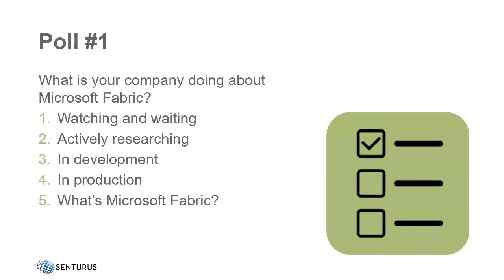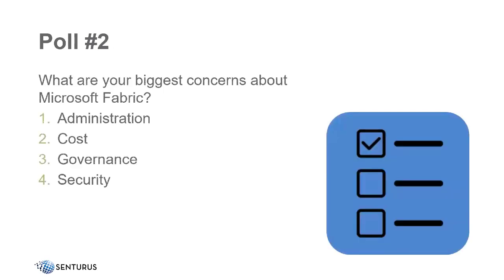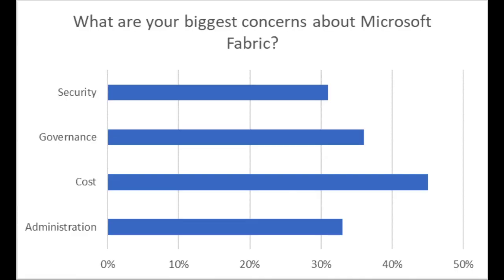Let's just do one more quick poll before I turn things over to Joey. The second poll is, what are your biggest concerns about Fabric? Assuming you know a little bit about what Fabric entails, are you mostly concerned about administration, about the cost, about governance, and or about security? So again, it's pretty well divided across all of these categories. A few more of you are concerned about cost versus the other things, but the good news is we're going to talk about all four of these things today.